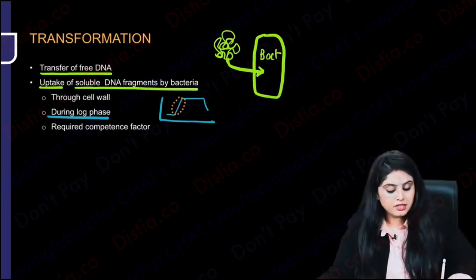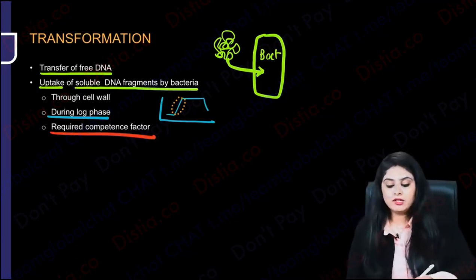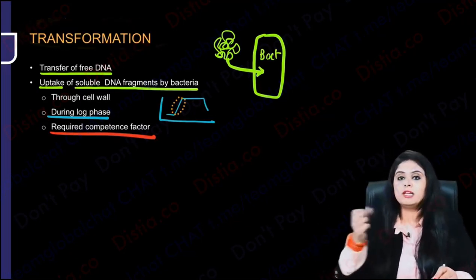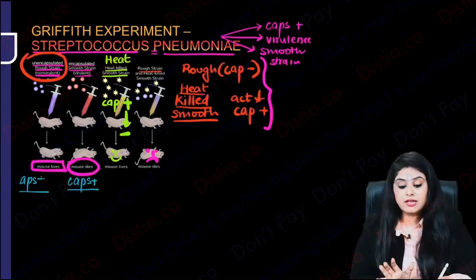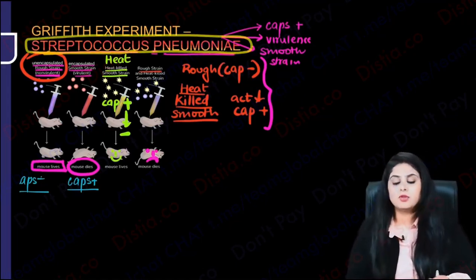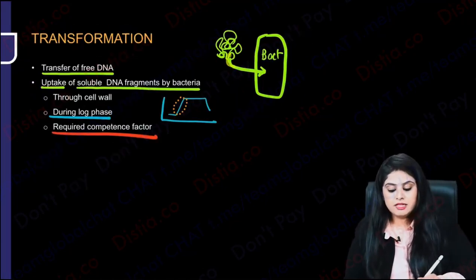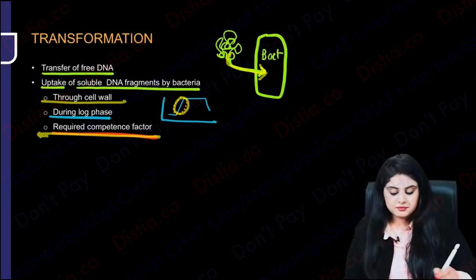So it requires something known as competence factor. These are the only three questions you get. What is transformation? Transformation just means picking up something. Who explained it first? The Griffith scientist. In which organism? In Streptococcus pneumoniae this was explained. This is very important. And now tell me, through what will it come? It will come through the cell wall. In which phase of the bacterial growth curve? The log phase. What does the bacteria need? It needs competence factor.